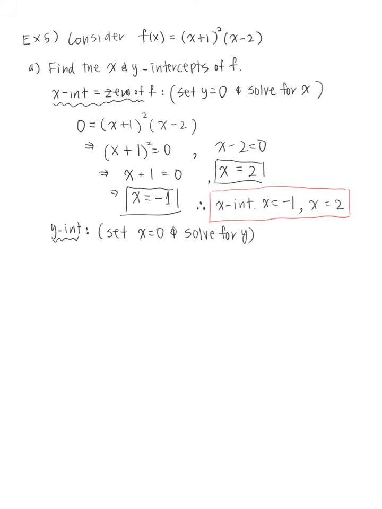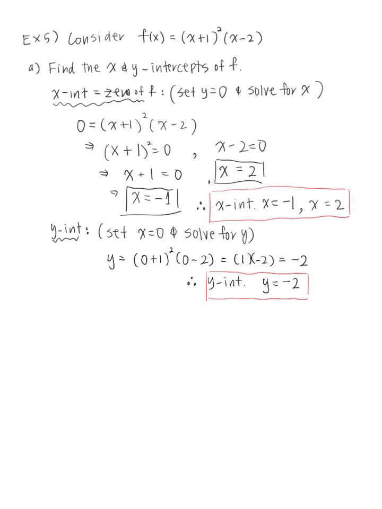So if I do that, then we're going to have y equals 0 plus 1 squared times 0 minus 2. So this is the same thing as 1 squared, which is 1, times the negative 2. So this is going to be negative 2. So therefore, the y-intercept is at y equals negative 2. So let me just box that for the answer for part A.